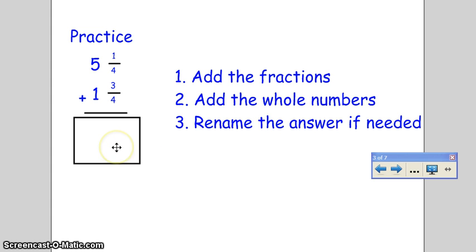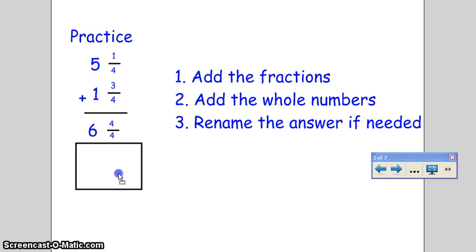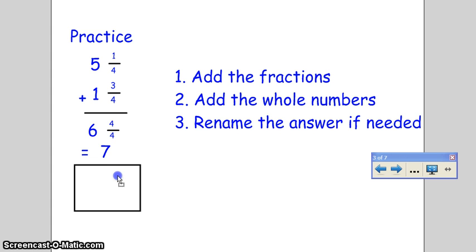So if we add the fractions together, 1/4 plus 3/4, it equals 4/4, and 5 plus 1 is 6. Since 4/4 is not in its simplest form, we need to rename the answer, which is 6 plus 1 equals 7. Hopefully that is the answer you got.